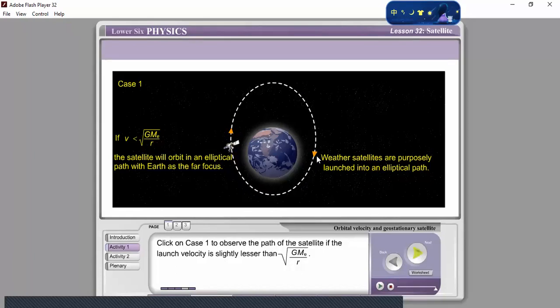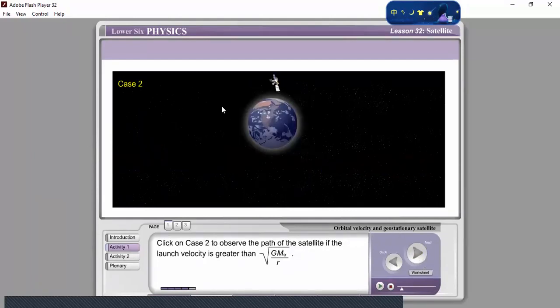So if the satellite is launched with less than the velocity v, it will move in an elliptical path. We launch here, and if less, this will move further. The distance is higher.